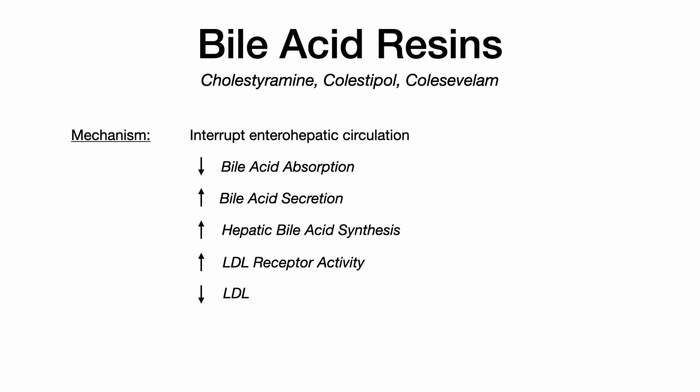So increasing hepatic bile acid synthesis effectively uses up all of the cholesterol that's just chilling out in the liver. And when that happens, the liver says, oh crap, I'm using up all of my cholesterol stores. And as we talked about with the statins, the LDL receptor activity increases, which takes up circulating LDL out of the plasma. So you get an increase in LDL receptor activity and a decrease in free circulating LDL. And this is the mechanism by which bile acid resins decrease cholesterol.